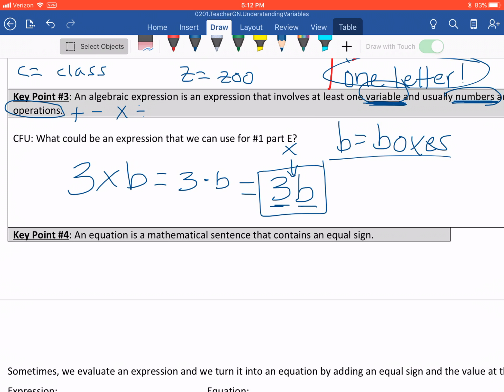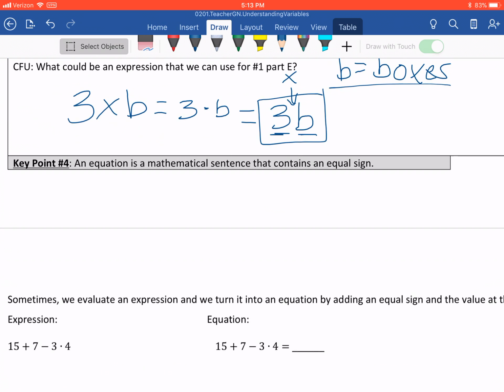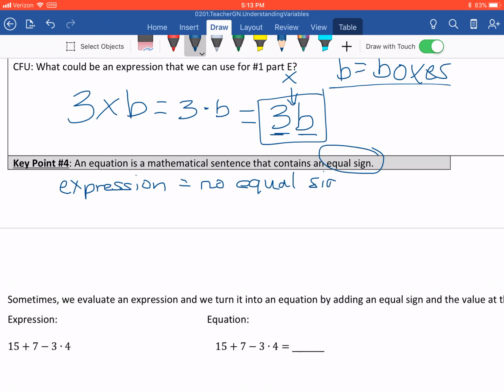All right, moving on to the next part. Key point number 4. An equation is a mathematical sentence that contains an equal sign. So it's pretty much the same thing as an expression, but it has an extra thing. It has an equal sign. So if you want to write a reminder to yourself, expression equals no equal sign, equation equals equal sign. An equation can be pretty easy to remember because it actually starts with the word equal, basically.